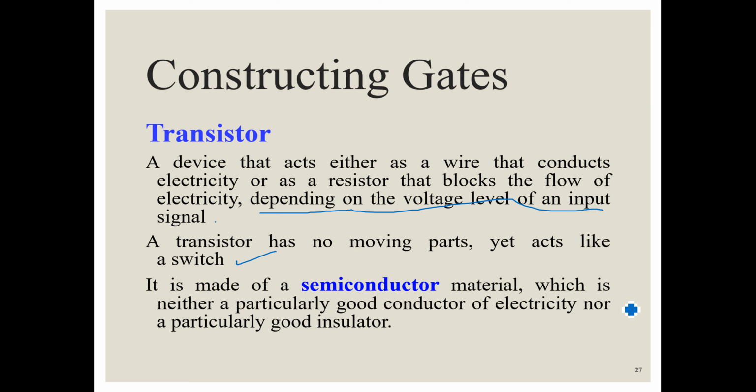It is made of a semiconductor material, which is neither a particularly good conductor nor a particularly good insulator. So it's in between an insulator and a conductor. So the transistor is made with a semiconductor material. Nowadays, transistors are mostly made with the semiconductor called silicon.